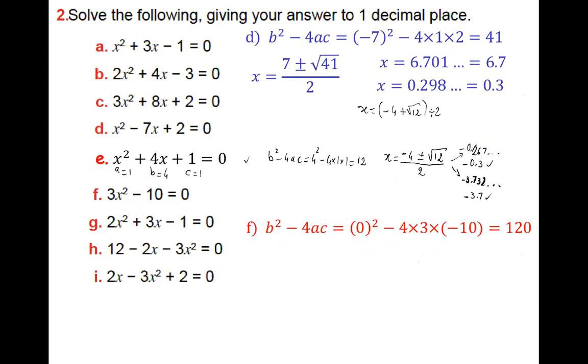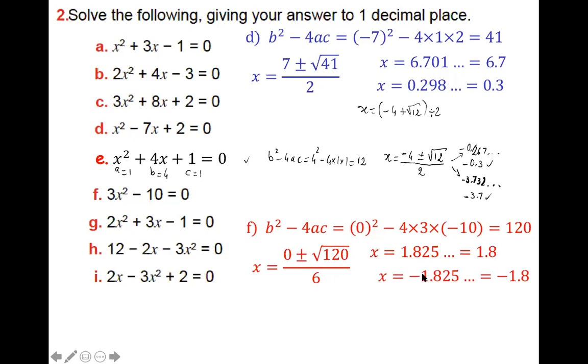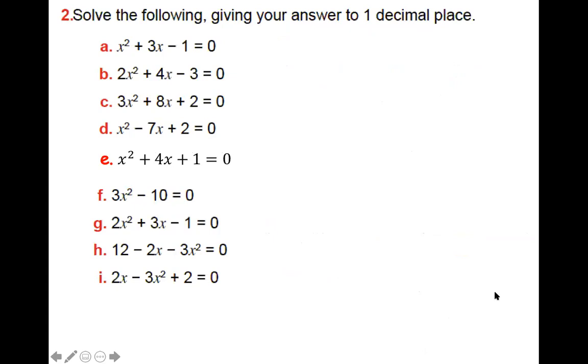F this time, what I'm expecting to have here is root. So once you calculate root 120, you'll have basically two opposite numbers in sign. Okay, because of that 0 here. When b equals 0, your axis of symmetry will become x equals 0. Okay, so that's why we got 1.8, negative 1.8.